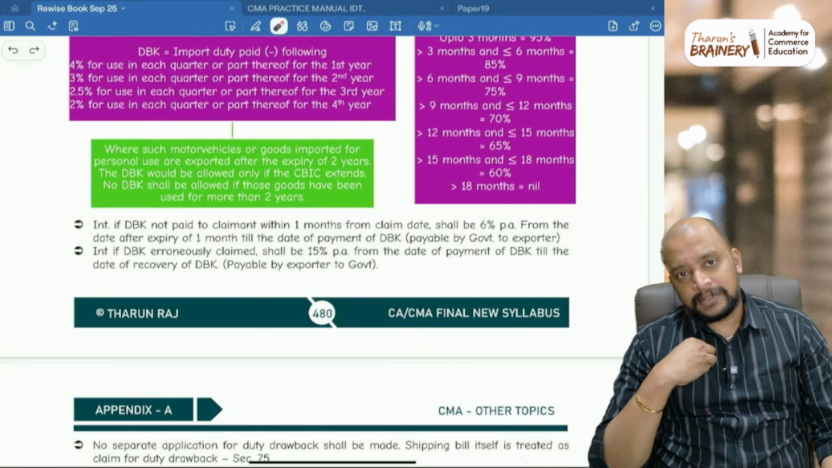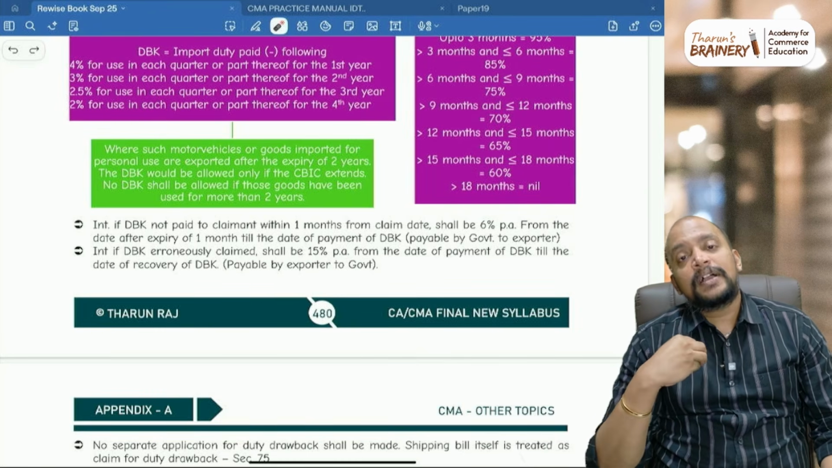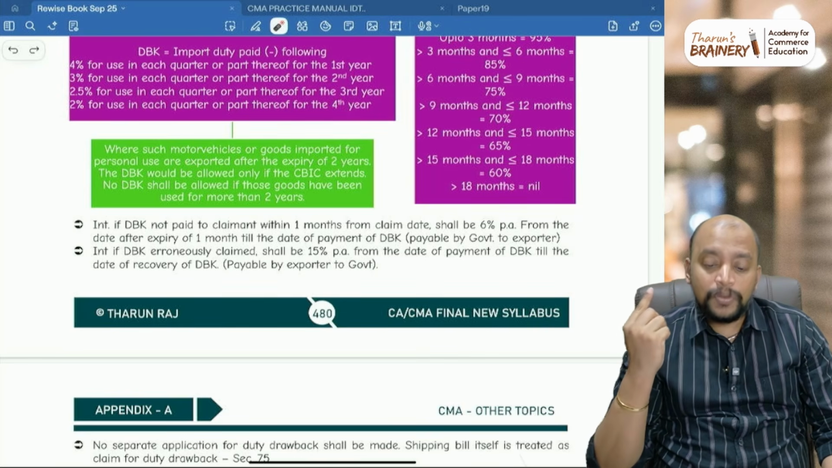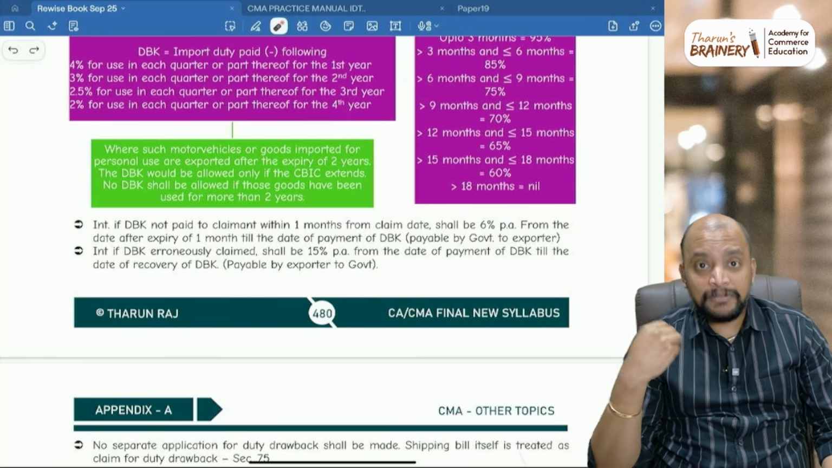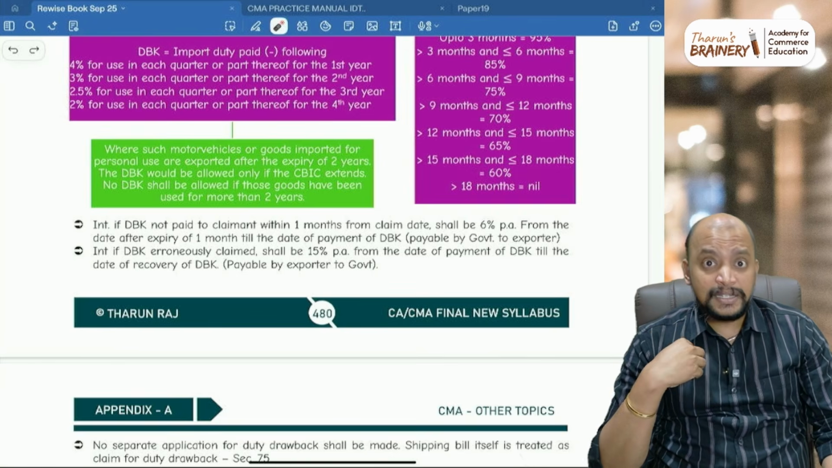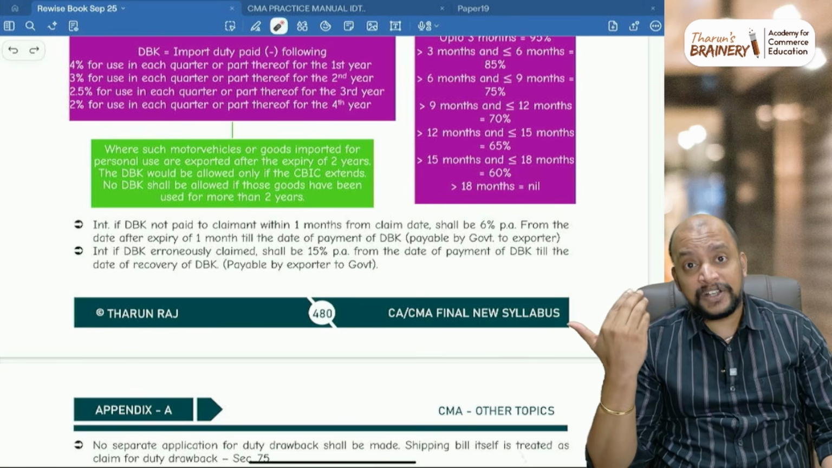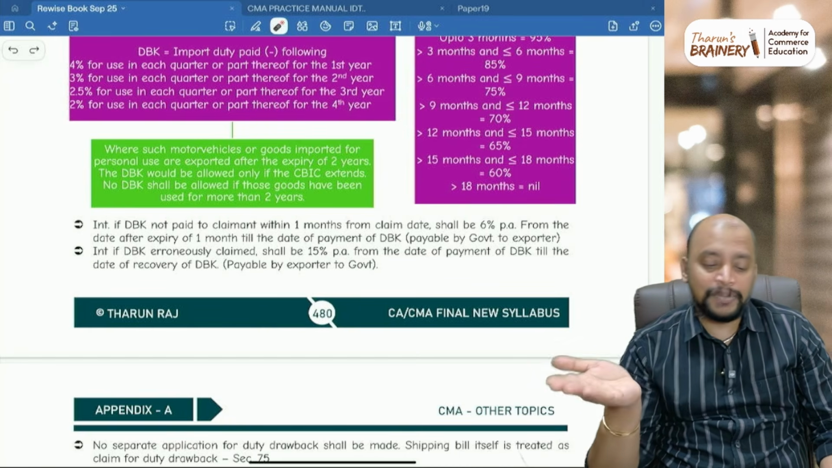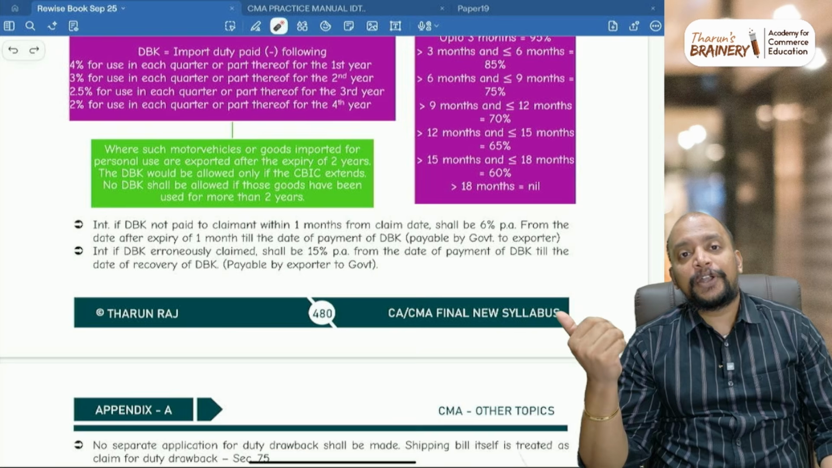So I am the person claiming duty drawback, so I need to make an application. When I make an application, within 1 month from the claim date, they need to grant me the duty drawback. Otherwise, they need to pay interest at the rate of 6% per annum from the date of expiry of 1 month till the actual date of payment of duty drawback.